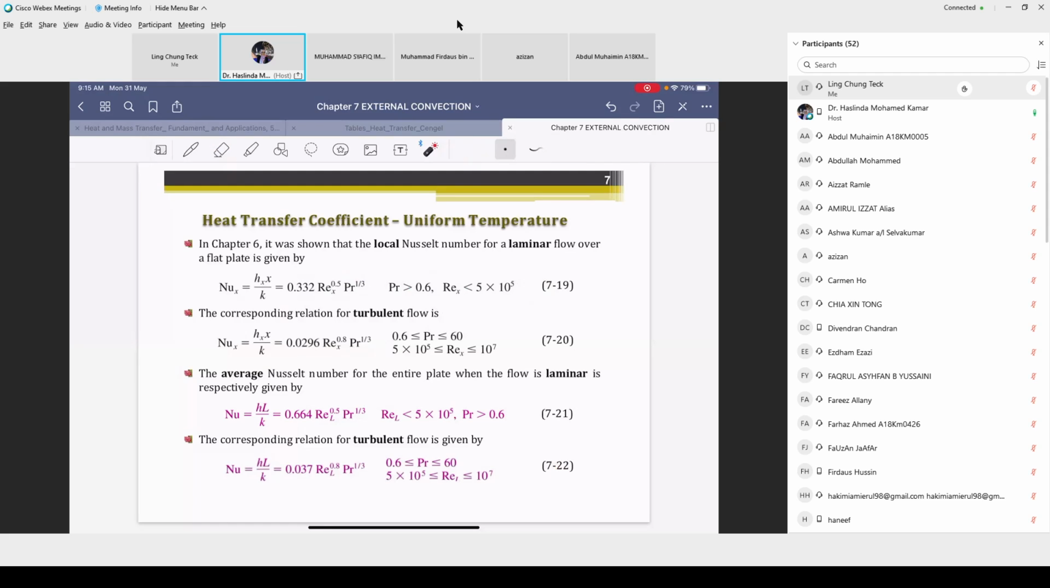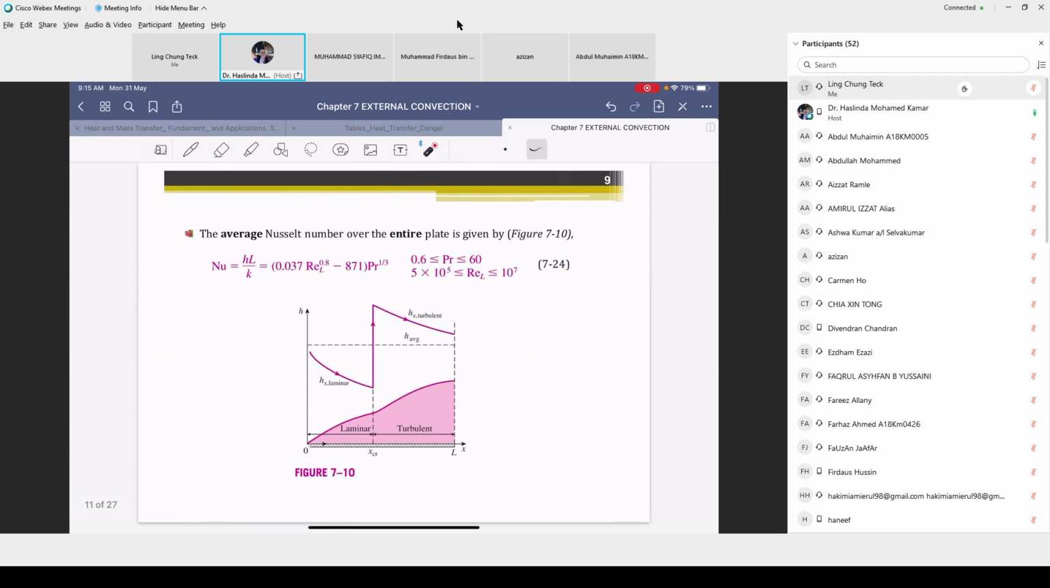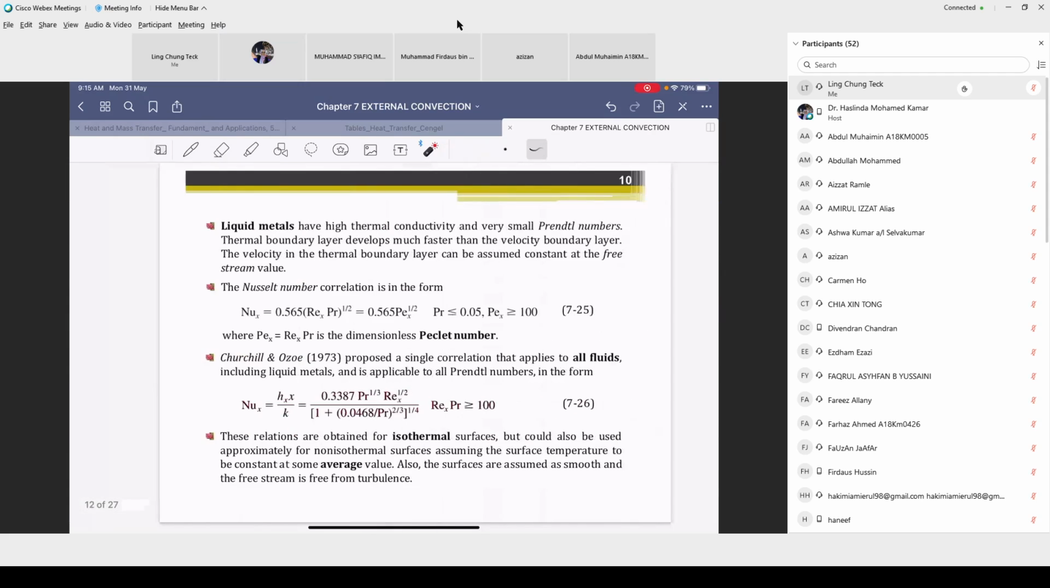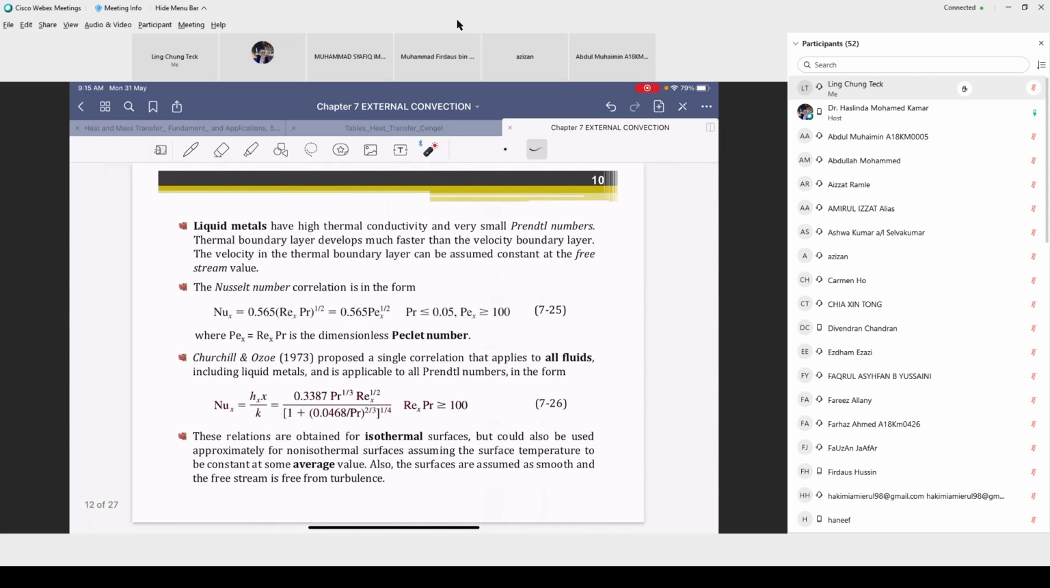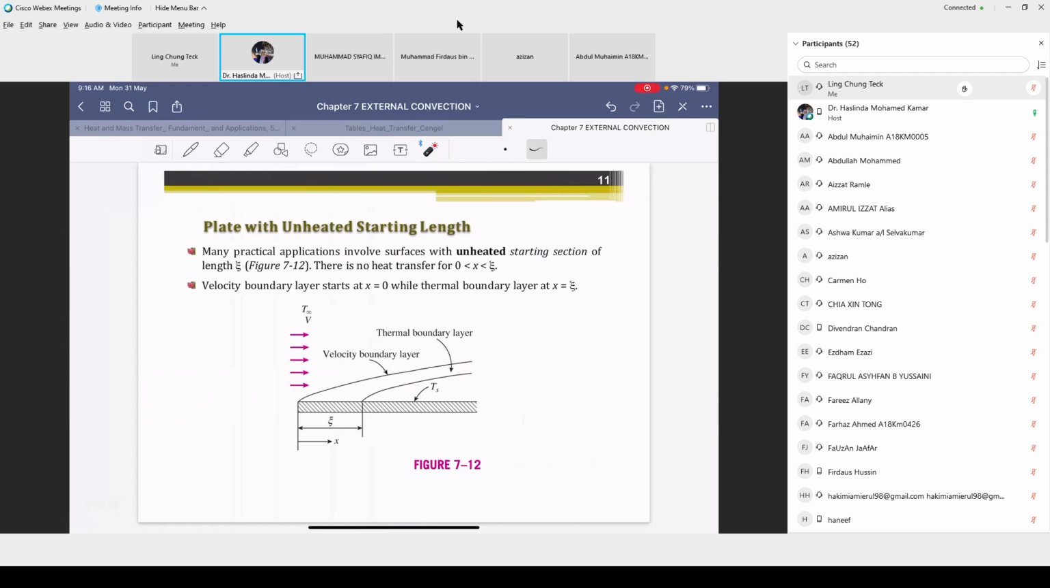Equations 7.21 and 7.22 are for laminar average. This one is for local, if you see there is an x. That's the difference between the equations. This one I showed earlier. This one I skip because liquid metals are not our scope; I never discuss that with my students.